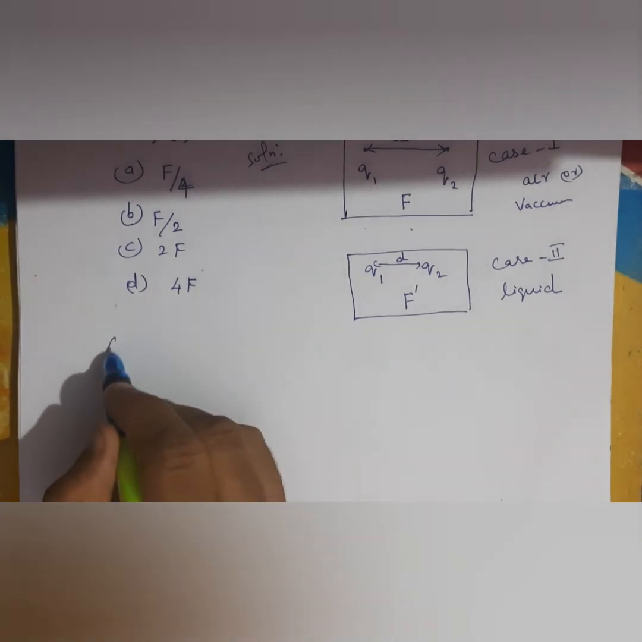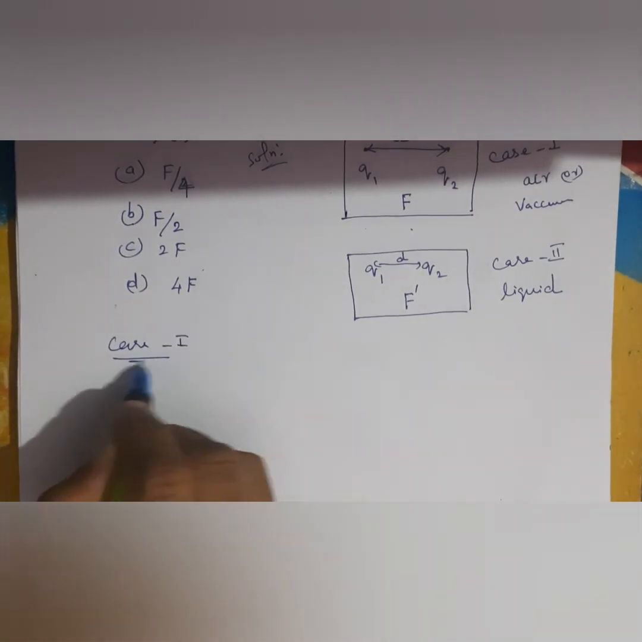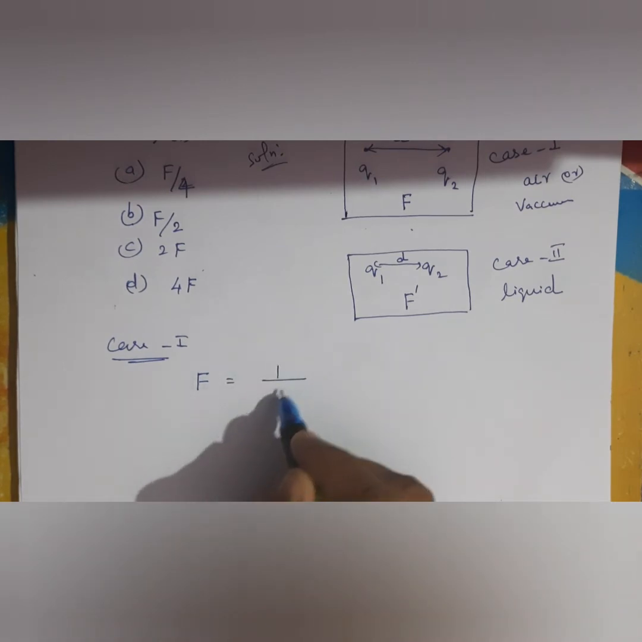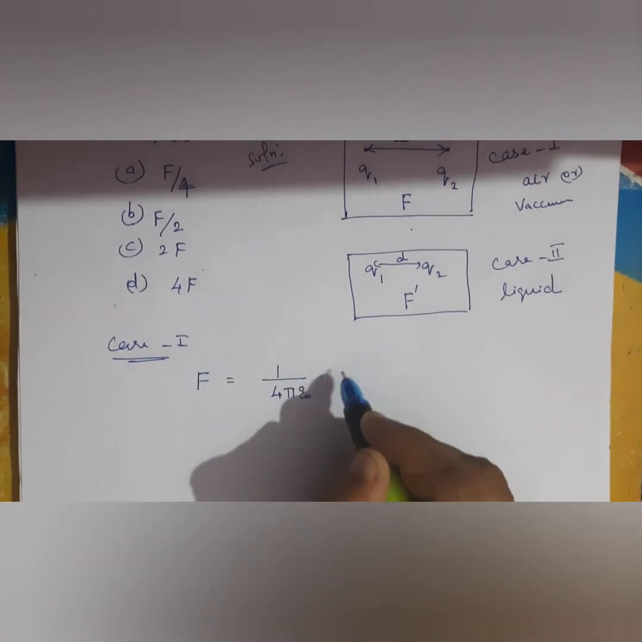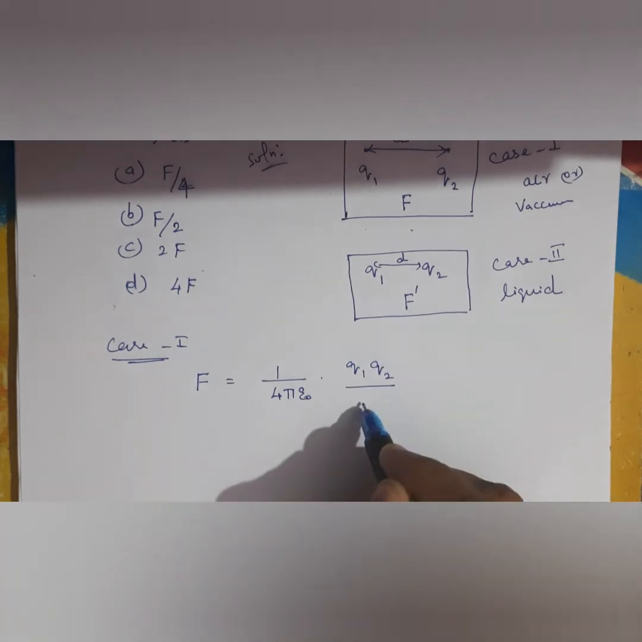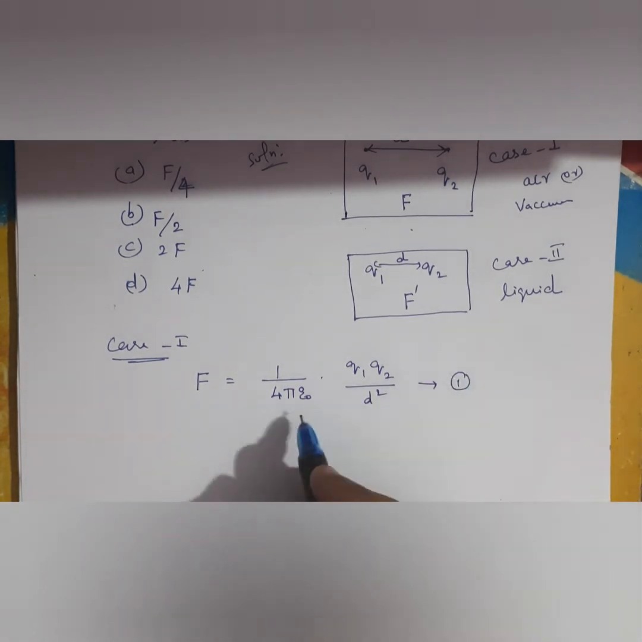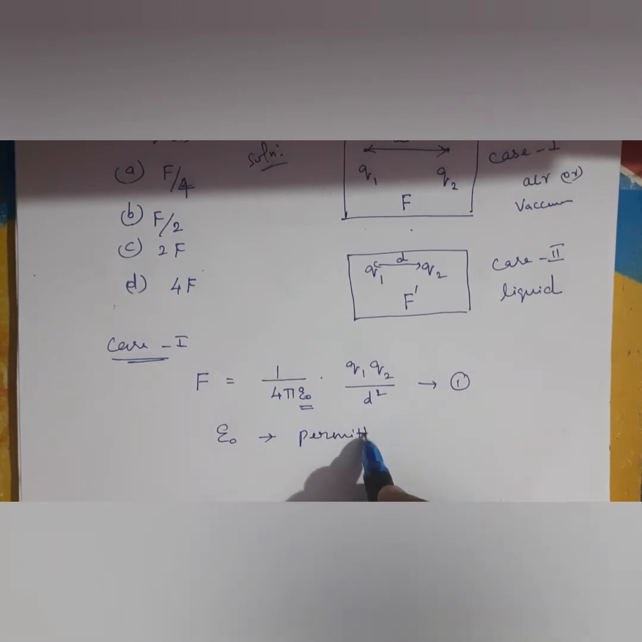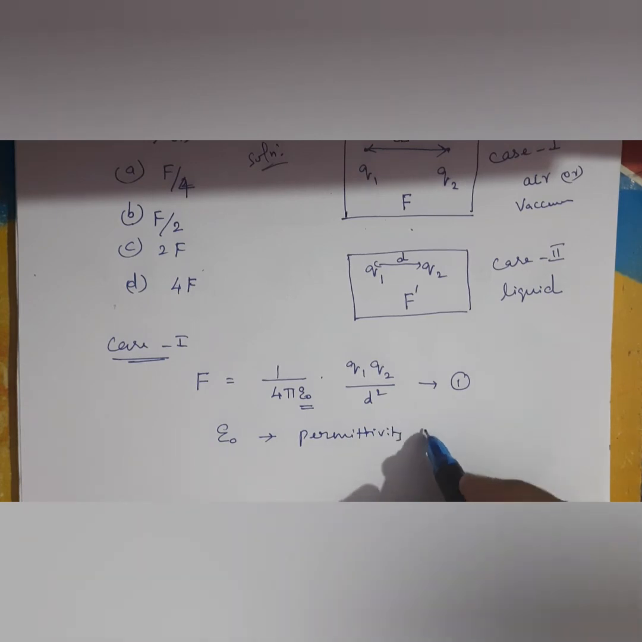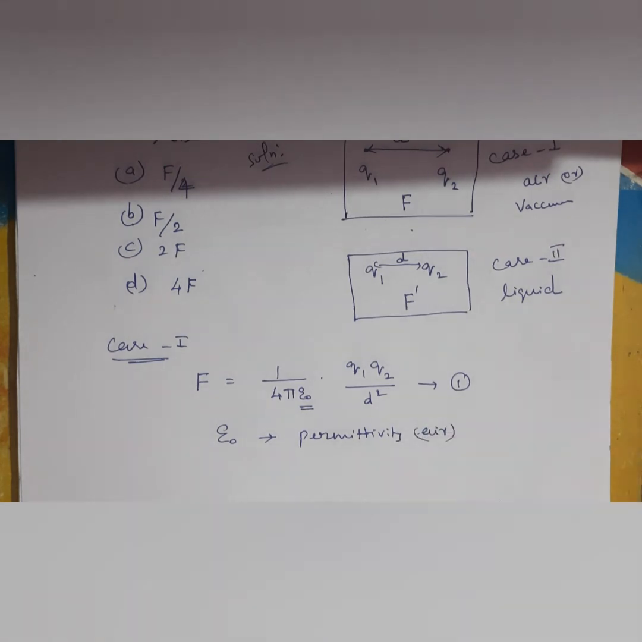As usual, first you write case number 1: F is equal to, according to Coulomb's law, 1 by 4 pi epsilon naught Q1 Q2 divided by the distance between them, D squared. Put this as equation number 1. Now all of you listen to it. Epsilon naught here is the permittivity for air or vacuum.